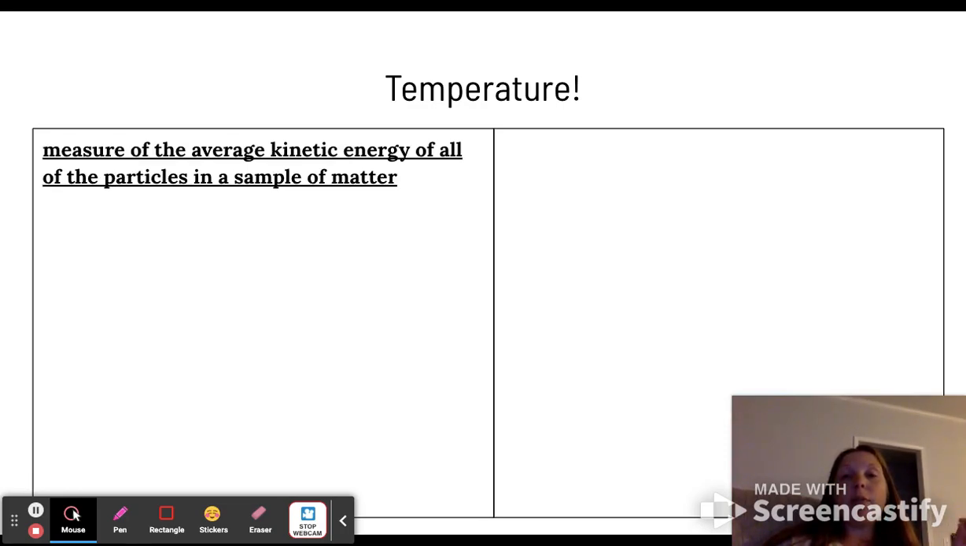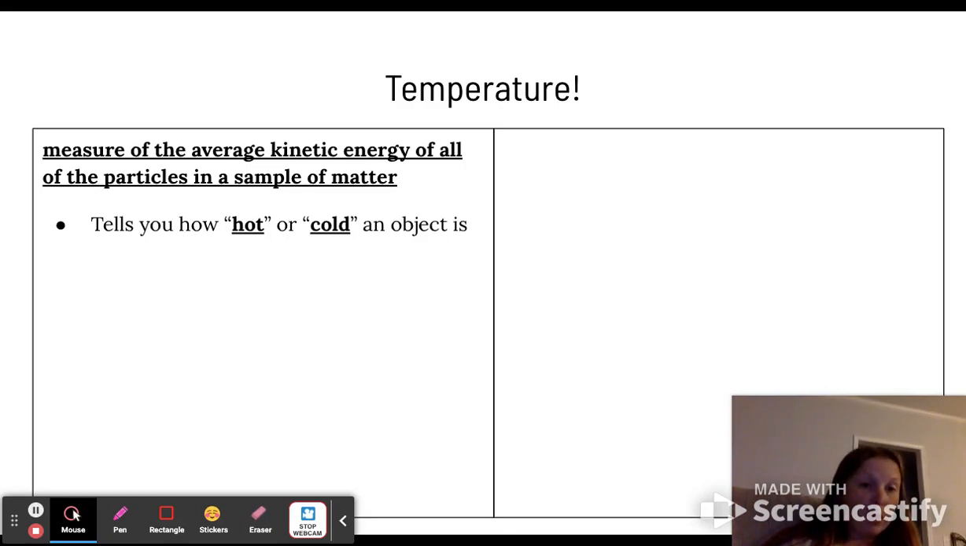So temperature is the measure of the average kinetic energy of all the particles in a sample of matter, how fast or how slow they are moving, because how fast or slow they're moving tells you how hot or cold an object is. The faster the particles are moving, the hotter that object is, because the more heat it has, the more those particles can move. So the colder an object is, the slower those particles are moving. And we'll use a thermometer just like you normally would use a thermometer for anything else.